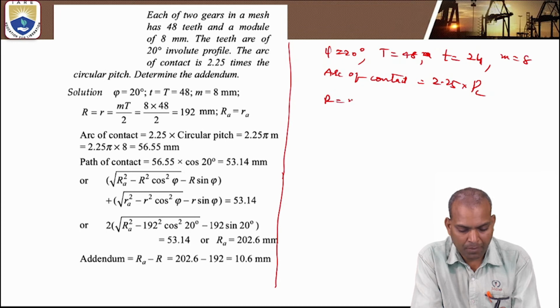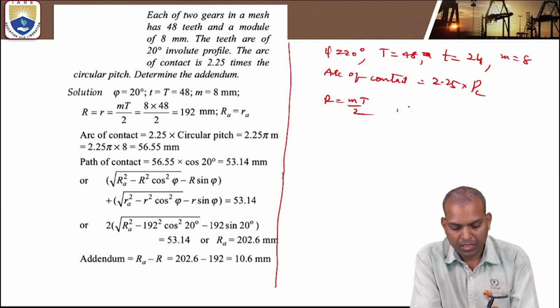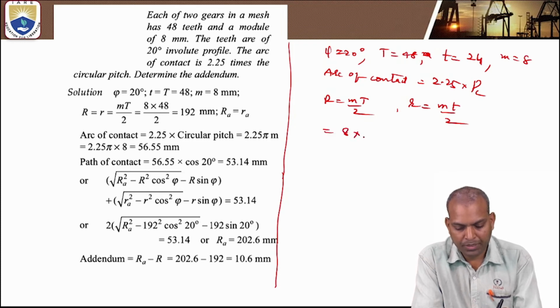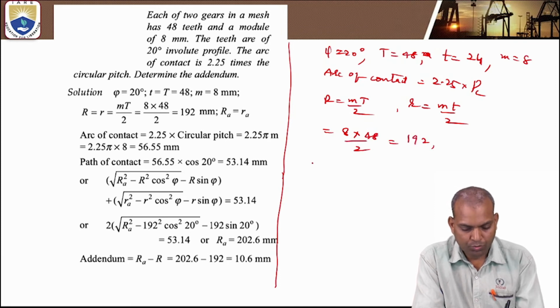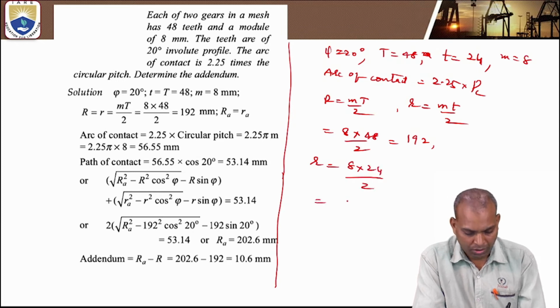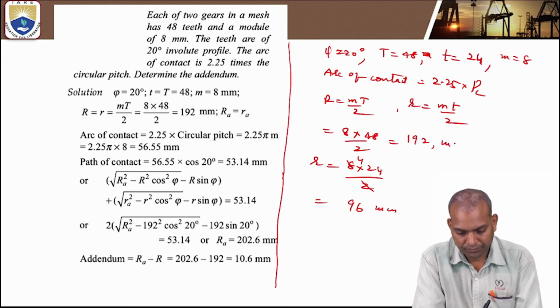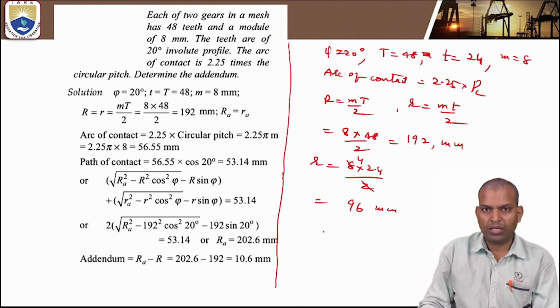Capital R equals m into capital T by 2, and small r equals m into small t by 2. What is capital R here? That is m, 8, into capital T, 48, by 2. Small r equals 8 into 24 by 2. That is how much? I think it is 96 millimeters. Capital R and small r.